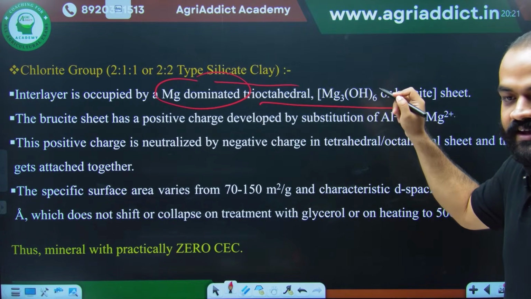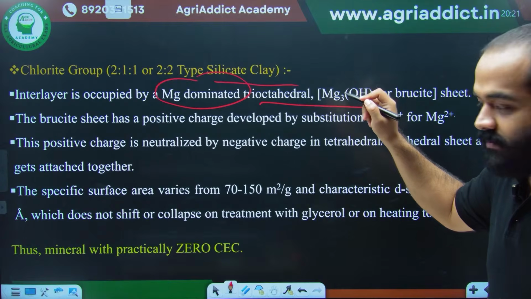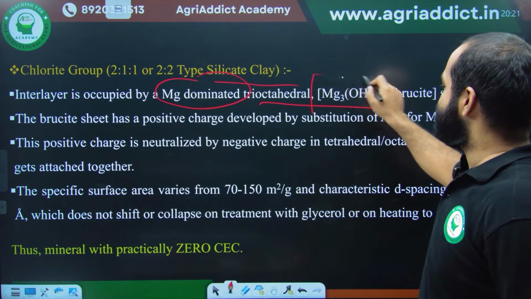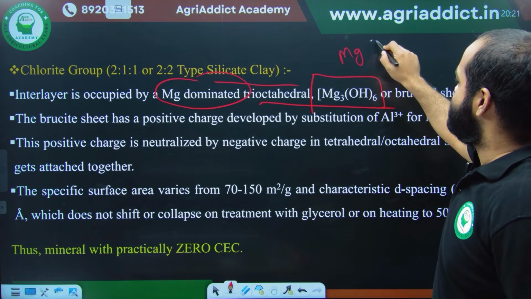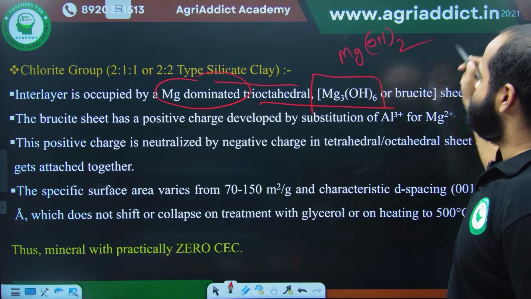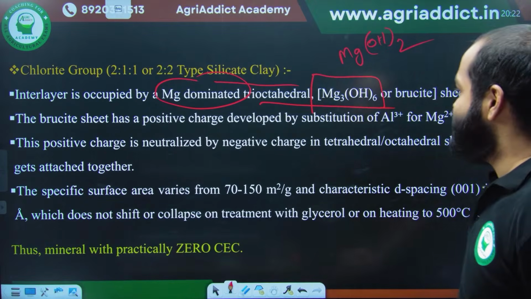Someone was writing in the live chat, I saw. Someone was writing Mg3(OH)6. This can also be written as, right?